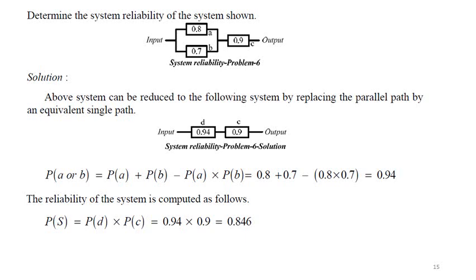So now the structure will be a combination of D and C, which is connected in series. 0.94 and 0.9 connected in series. What will be the system reliability? 0.94 into 0.9, that's equal to 0.846. So 0.846 is the system reliability of the entire system. Hope it's very simple, but try to solve from one end. Is it clear? Okay.